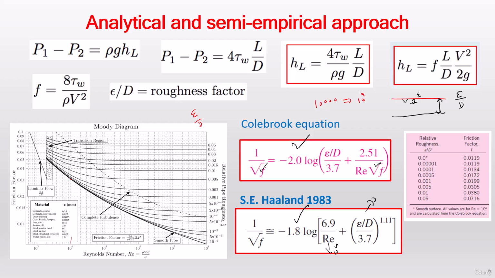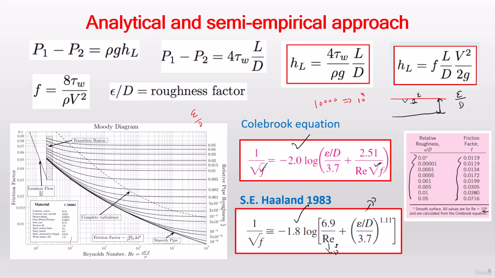Then this is a chart from Cengel's book, and here you can see the smooth surface, with values for Reynolds number up to 10 power 6. For various epsilon by D, you can find the friction factor there. The friction factor is highest in laminar flow, then it drops, then again it increases in the case of transitional flow, and afterwards it starts to drop again.